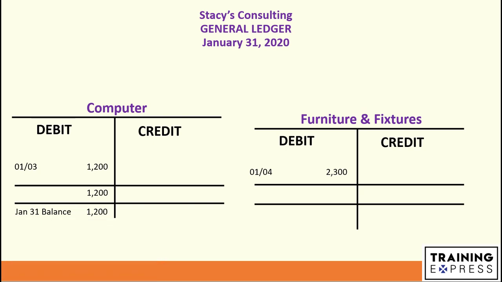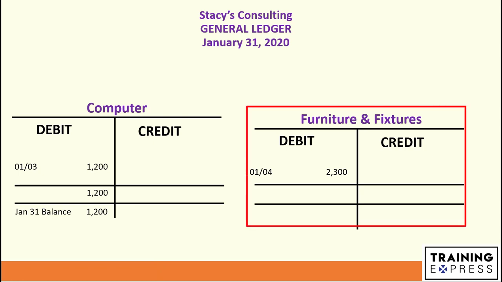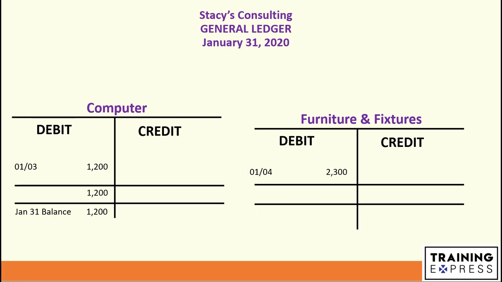Now let's move on towards furniture and fixtures. Again, there is only one transaction on the debit side and there is no transaction on the credit side. So let's total the debit side. It is $2,300, and as the credit side balance is 0, our ending balance of furniture and fixtures on January 31 will be $2,300.